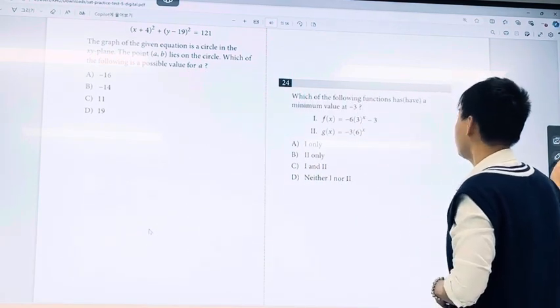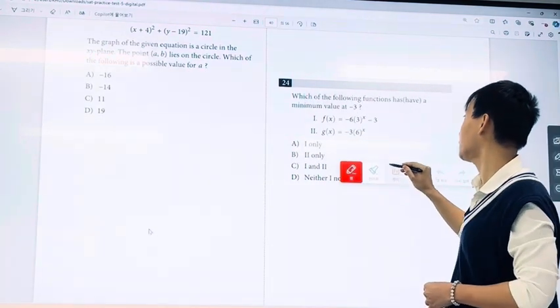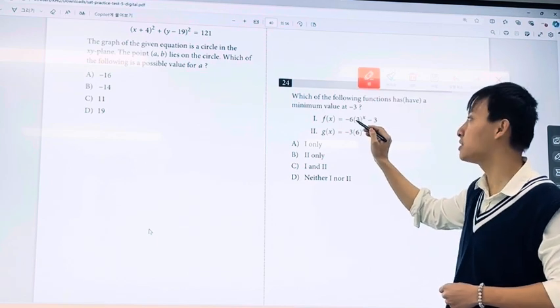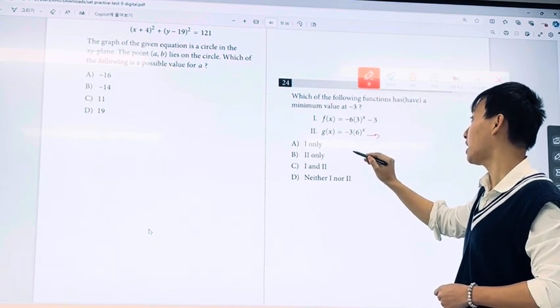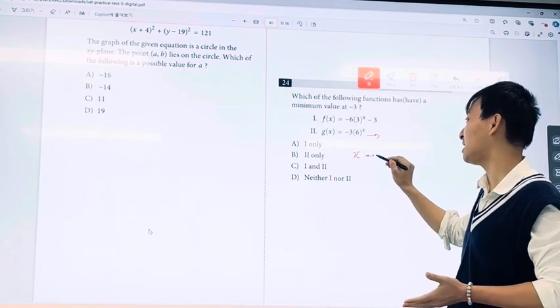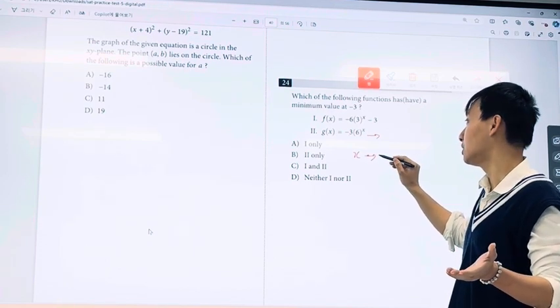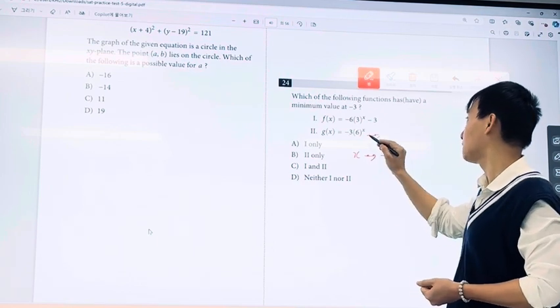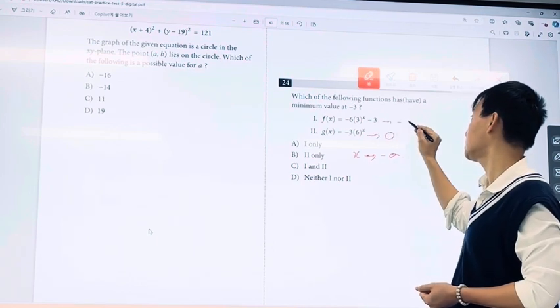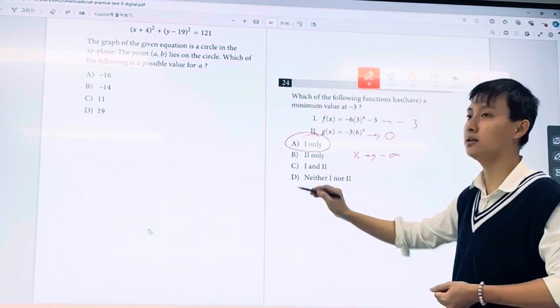Okay, and one more time for this question. f(x) equals negative 6 times 3 to the power x minus 3, and minus. This is when x goes towards negative infinity, the minimum. This one equals 0, and this one is negative 3. And only A is correct.